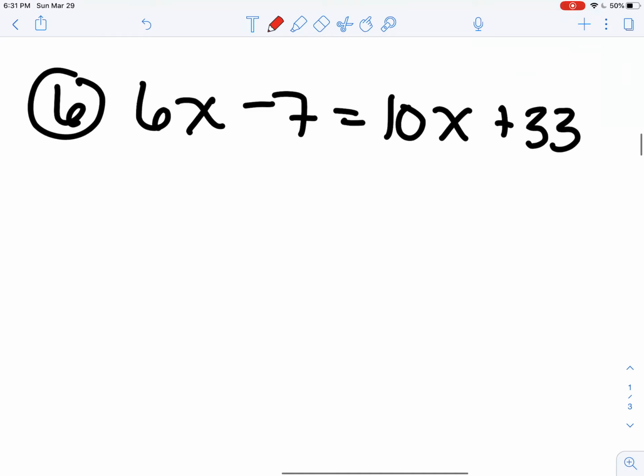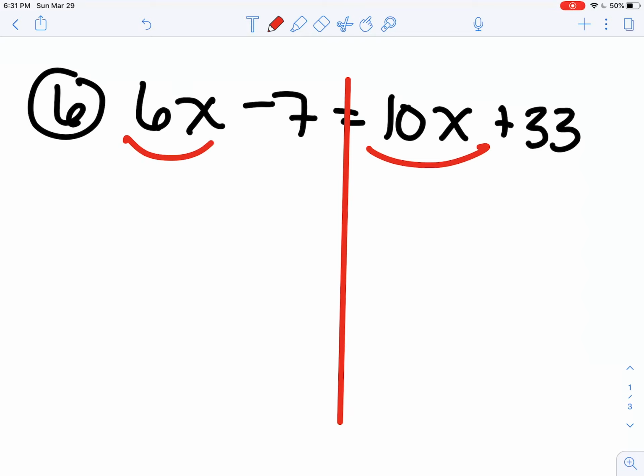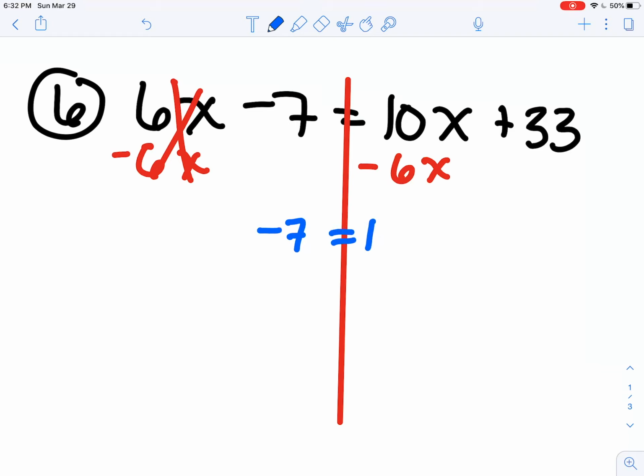Question number 6 gets a little bit harder. Notice here how there's not the distributive property. You might think there are like terms because I see a 6x there and a 10x there, but those are not like terms since they're on opposite sides of the line. However, I do have letters on both sides. So that step says to add or subtract the smaller variable. Notice my smaller variable is the positive 6x, so I'm going to subtract 6x on both sides. It cancels on the left. I drop down negative 7 equals 4x plus 33.